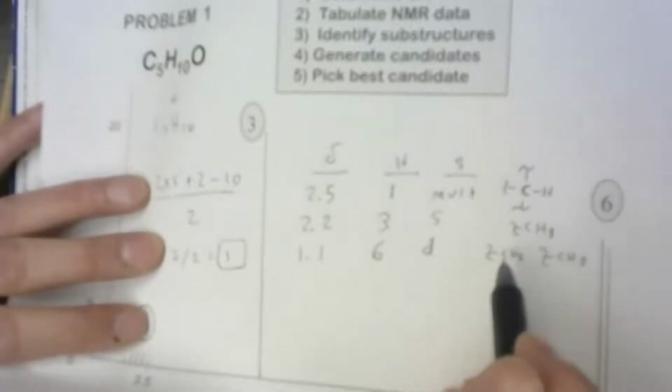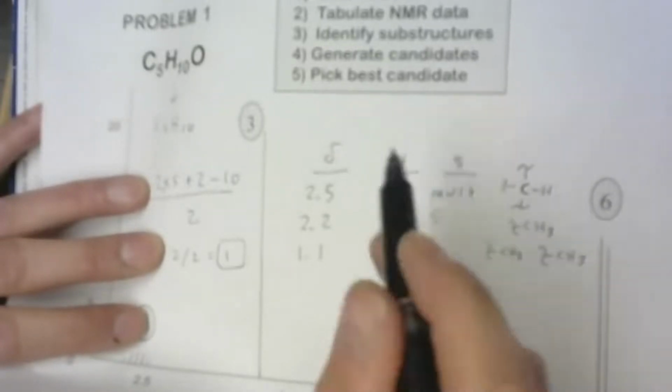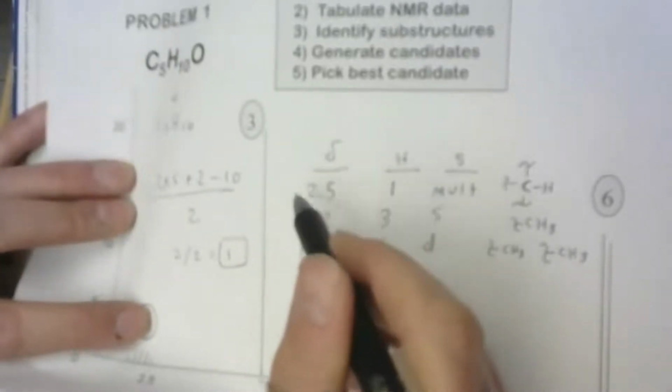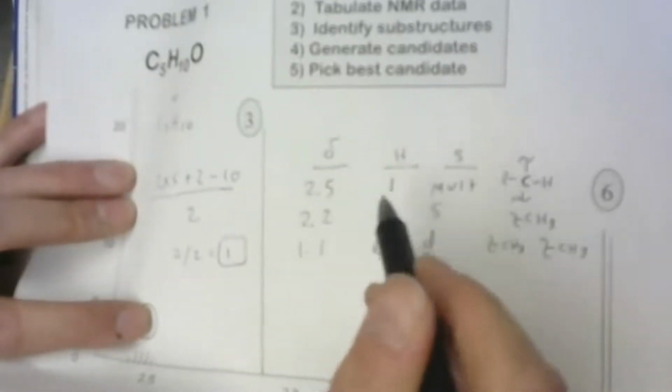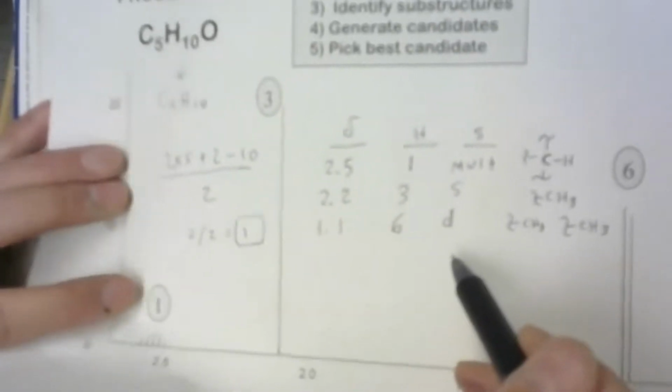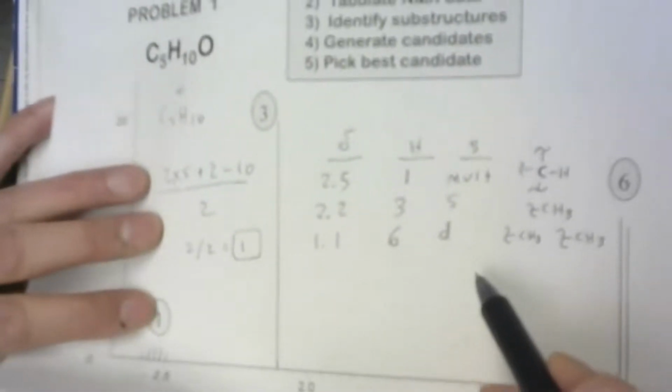Somebody said C double bond O. That's right. But remember, there's multiple C double bond O's. So we have the names of our C double bond O's. We have ketone, aldehyde, ester, carboxylic acid, amide. And it can't be an aldehyde, because that would have a signal around 9, right? So maybe it begins with K, ketone, right?